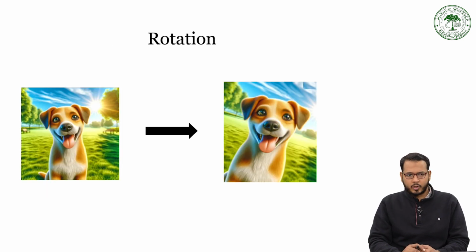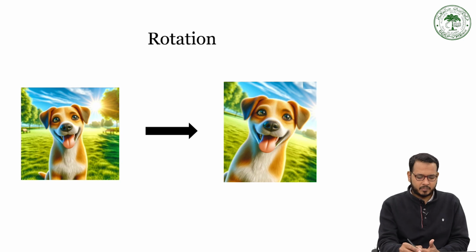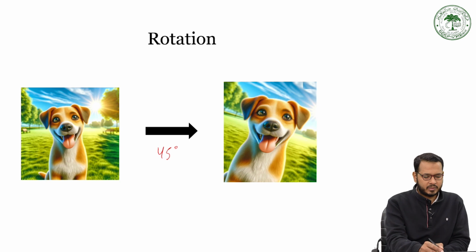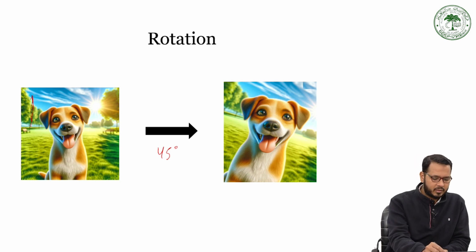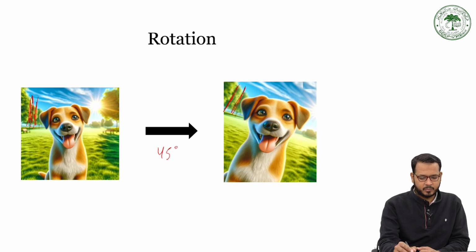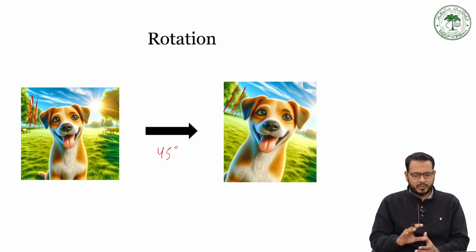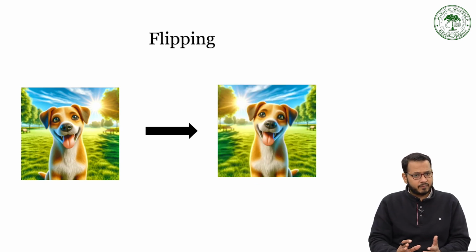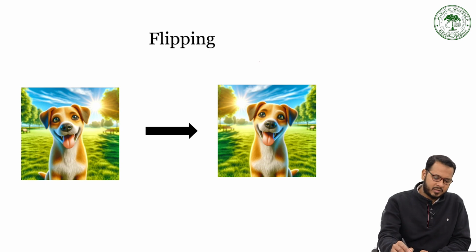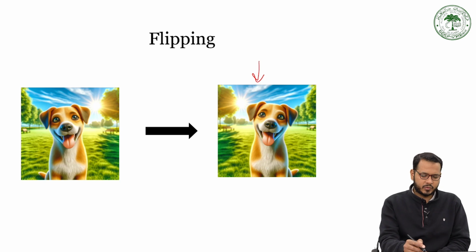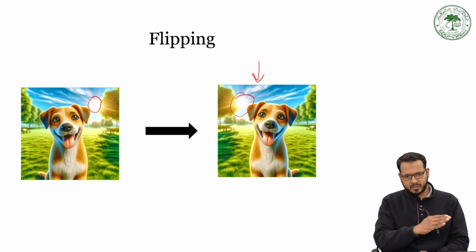So this is the rotation operation. We have taken this image and maybe rotated it around 45 degrees here. You can focus on the trees. The trees are vertical here, and in this case they have been rotated at some 45 or 60 degree angle, so the whole image is rotated to some degree. Next, we have flipping. In this case, this image is the mirror image of the left-hand side image. You see in this case the sun is on this side, and in this case the sun is on that side. Just the mirror image.